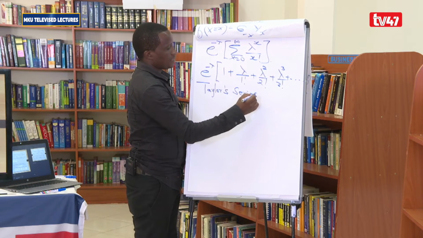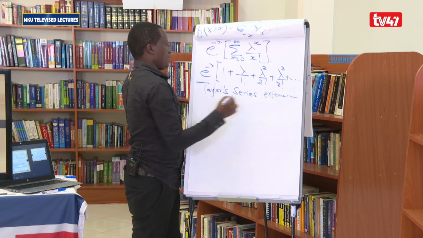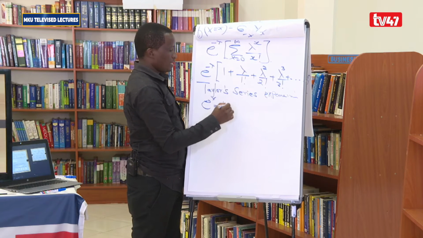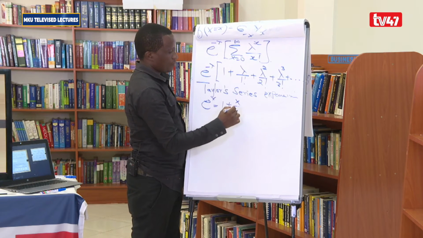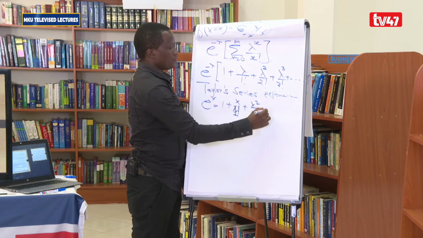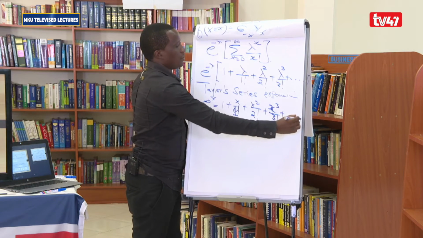from calculus, exponential of x from Taylor series expansion is the same as 1 plus x all over 1 factorial plus x squared all over 2 factorial plus x cubed all over 3 factorial all the way to infinity.